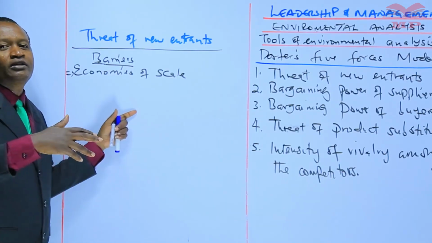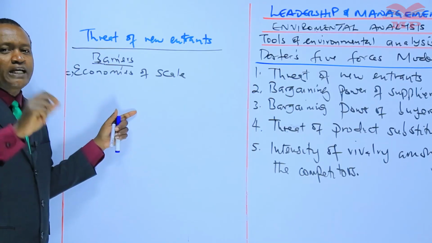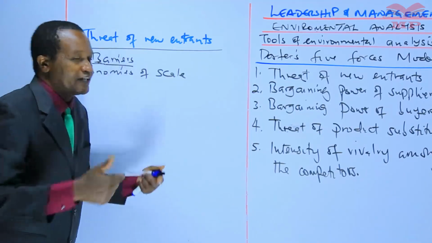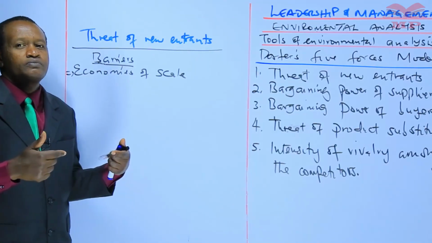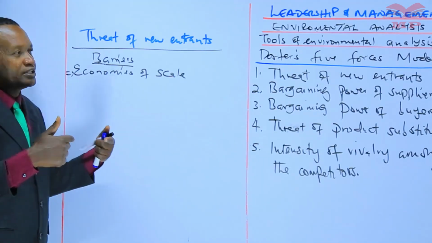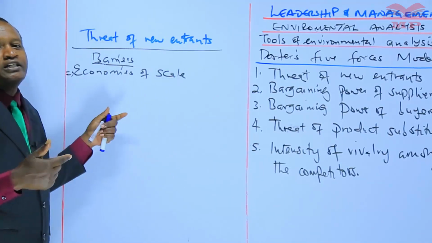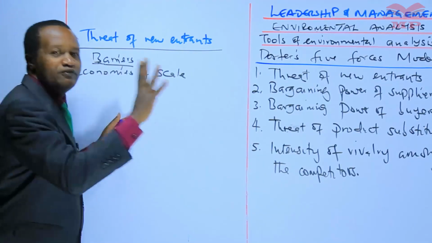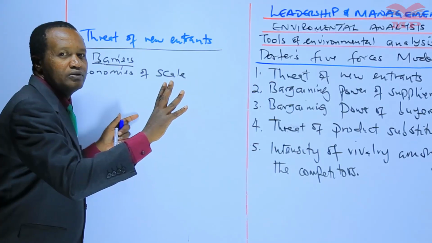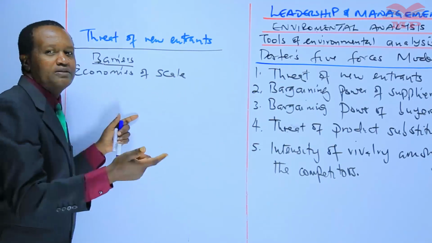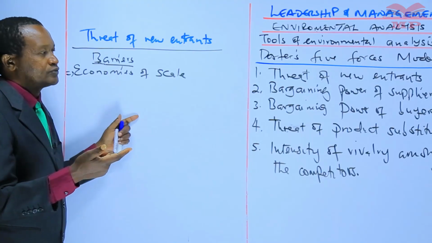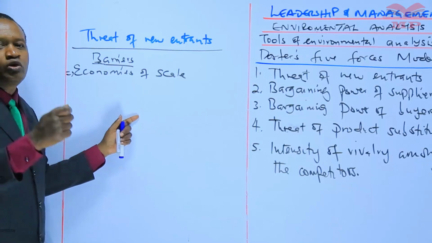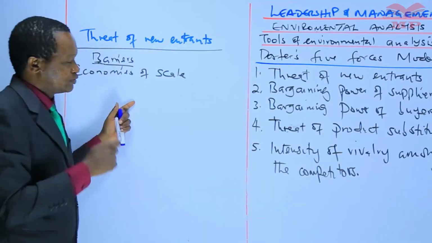Small scale entry, candidates, places them at a cost disadvantage. Alternatively, large scale entry, in which the new entrant manufactures large volumes, is more likely to gain economies of scale. All right? And such an entrant may risk strong competitive retaliation.